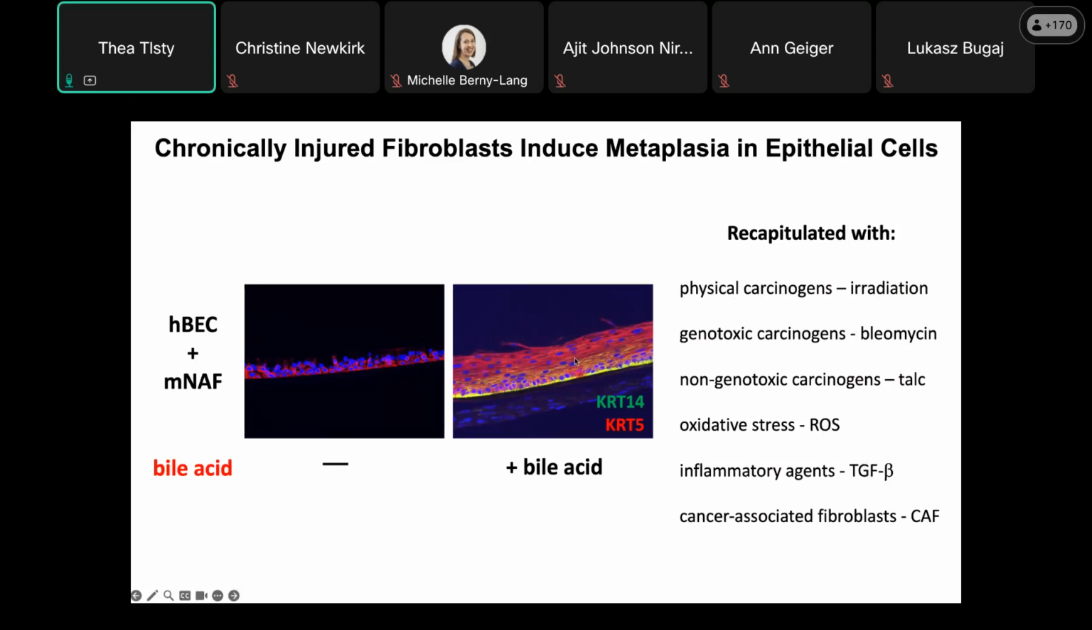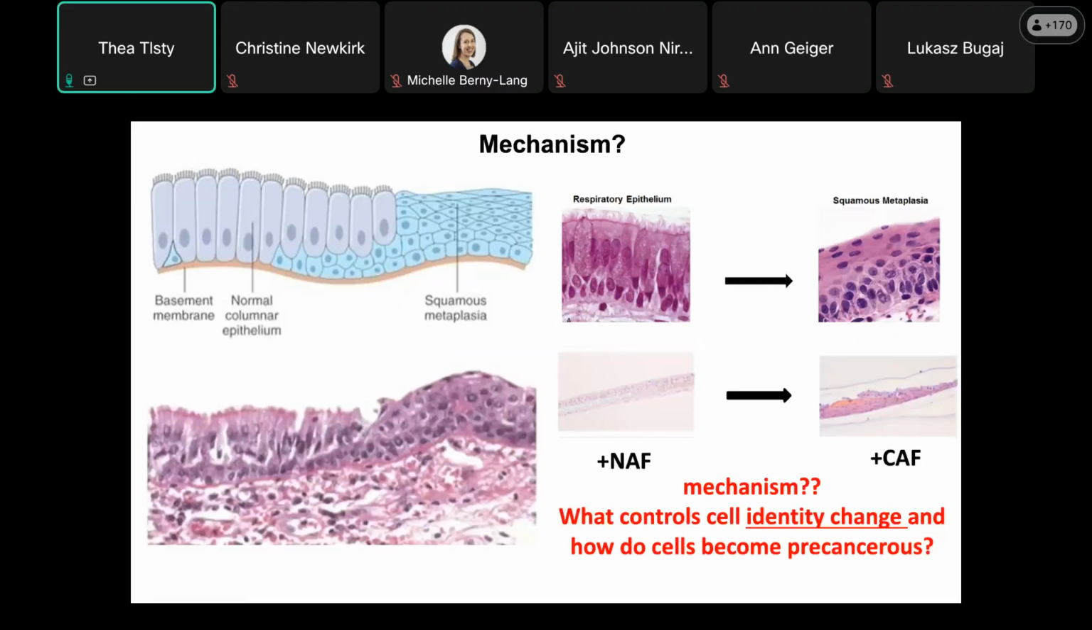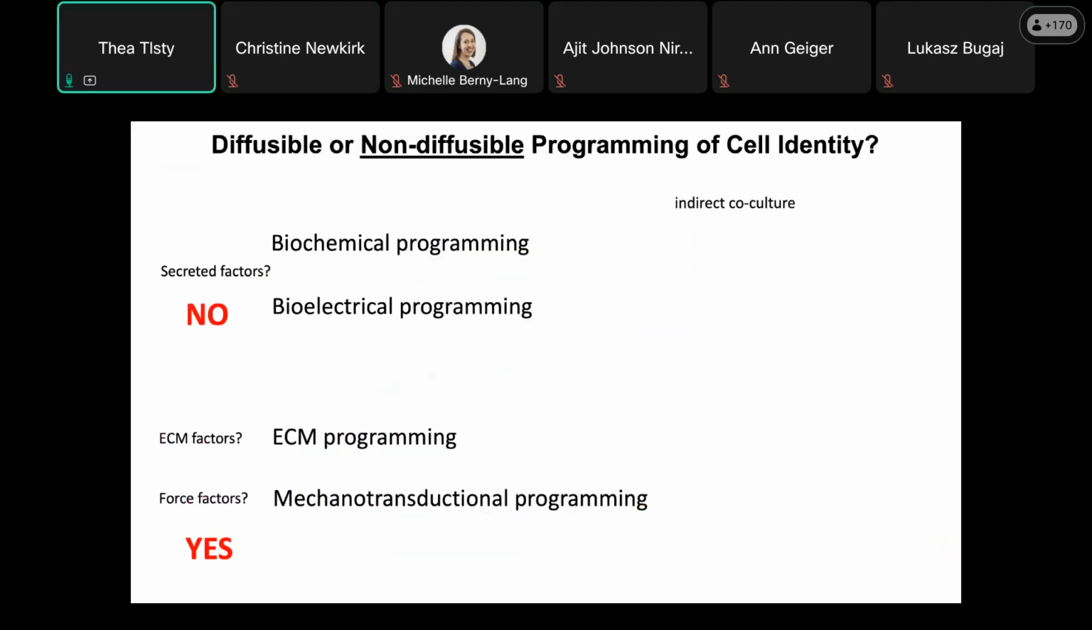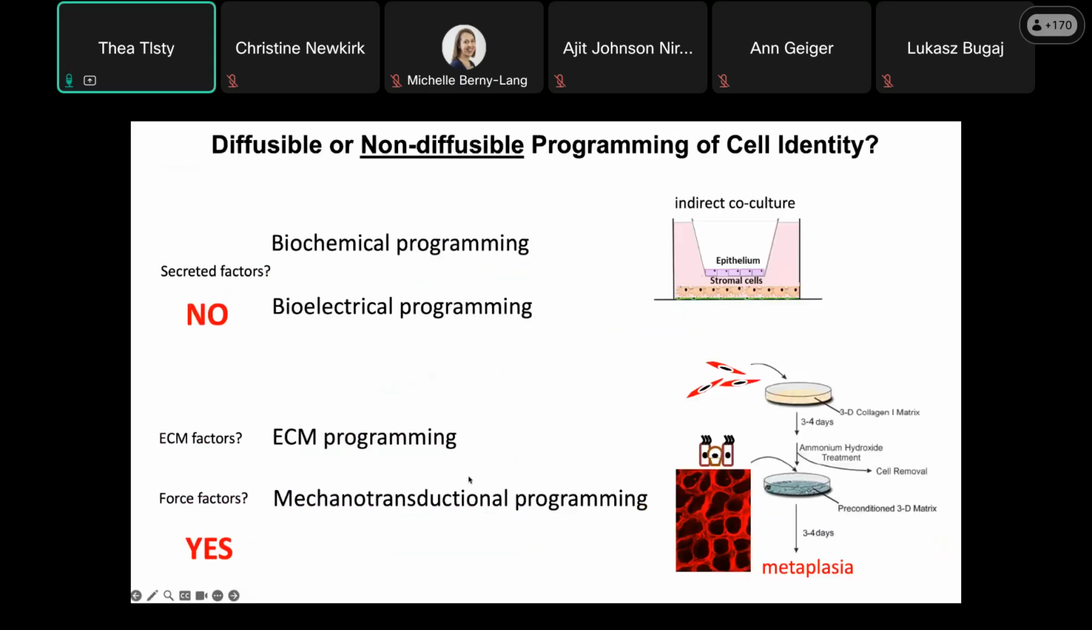I'm just not showing you that. So what's the mechanism? How does this happen? What controls cell identity change? And how do these cells become precancerous? There are 4 languages that control cell identity. Some of them are through secreted factors. Some of them are non-secreted factors. We tested both. It does not work through secreted factors. It does work through the non-secreted factors.